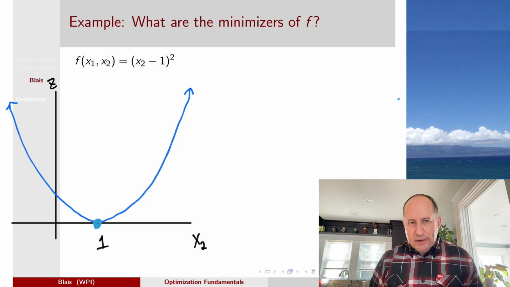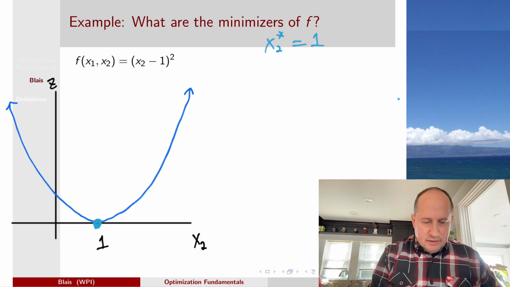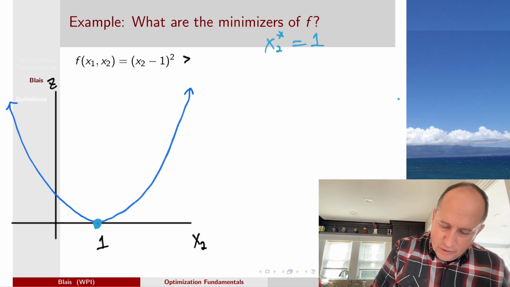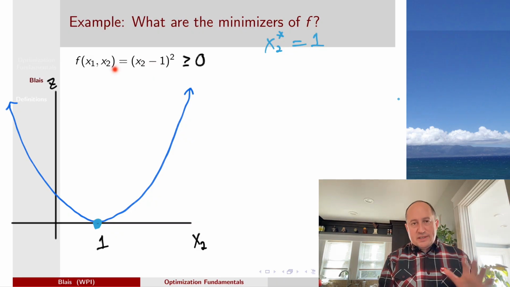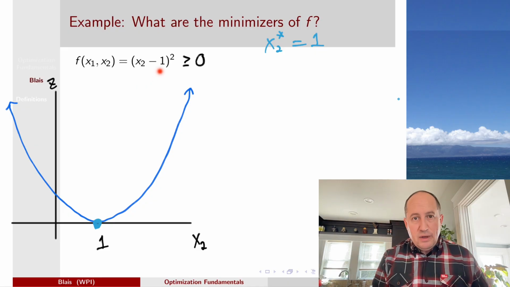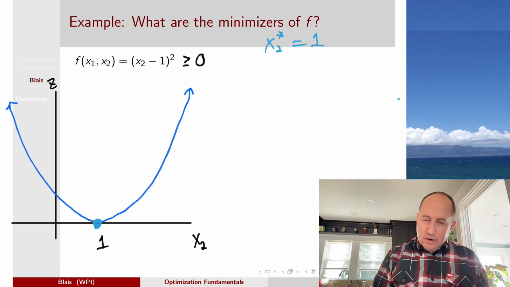But what about x1? I mean, again, we know that this is greater than or equal to 0. So the smallest this function can be is 0. And we see that we achieve that with x2 is 1. But x1 could be anything. And we still achieve that global minimum of 0.